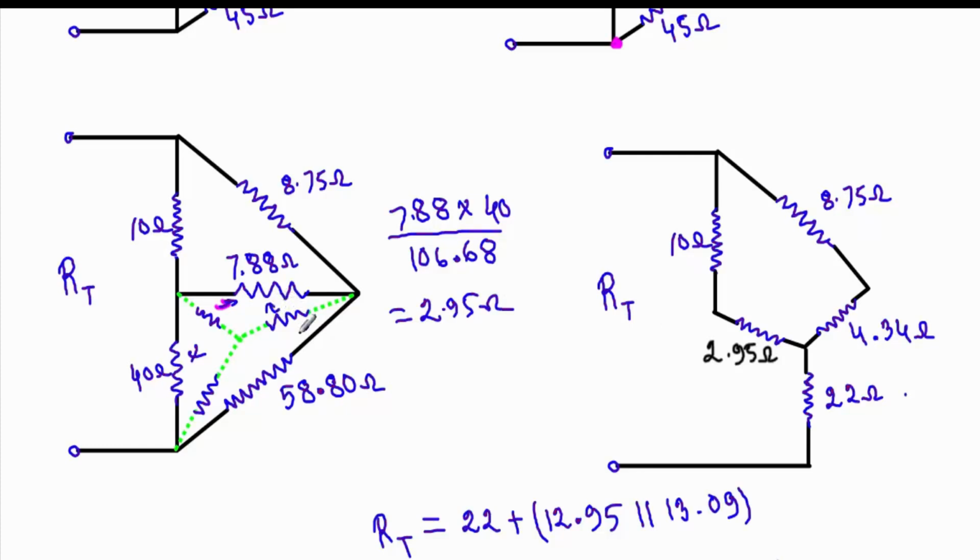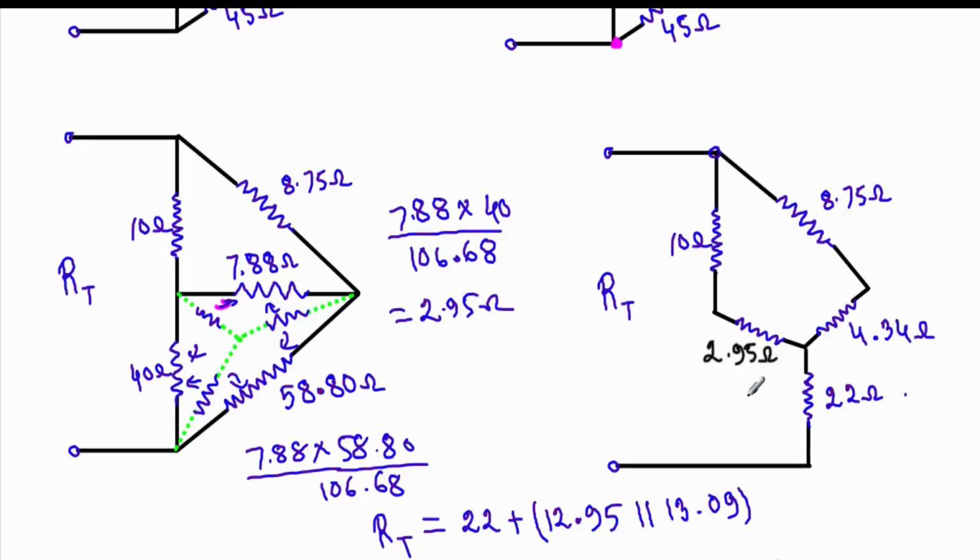After that I will calculate this resistance. I will multiply this and this, 7.88 into 58.80 divided by 106.68, which will be equal to 4.34. After that I will calculate this resistance. The two adjacent ones are 40 into 58.80 divided by 106.68, which will be equal to 20 ohm.